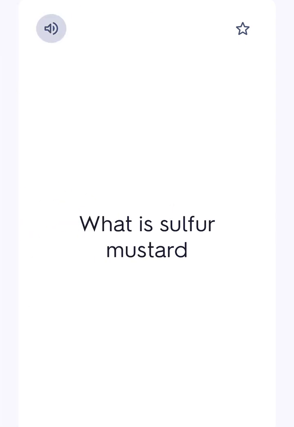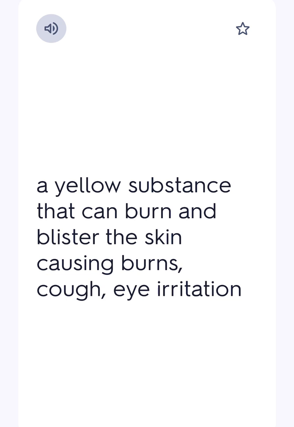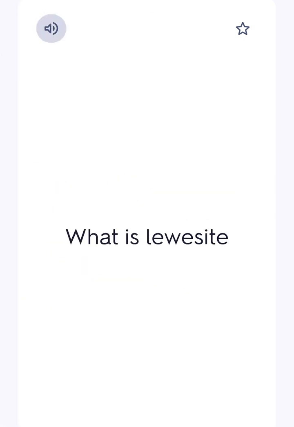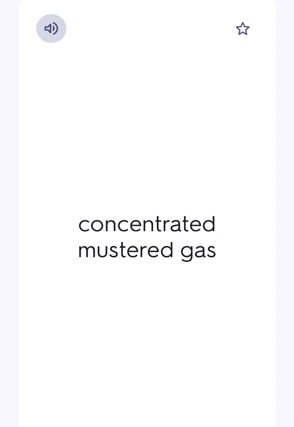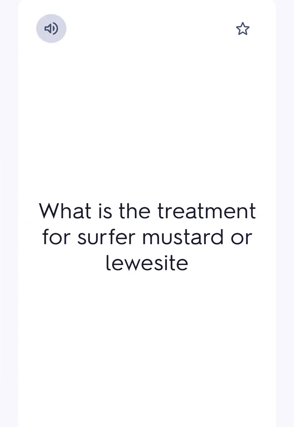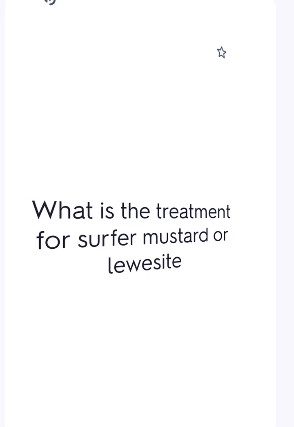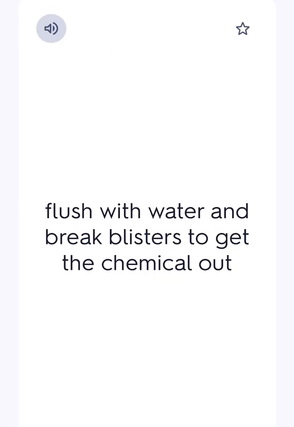What is sulfur mustard? A yellow substance that can burn and blister the skin, causing burns, cough, eye irritation. What is lewisite? Concentrated mustard gas. What is the treatment for sores from mustard or lewisite? Flush with water and break blisters to get the chemical out.